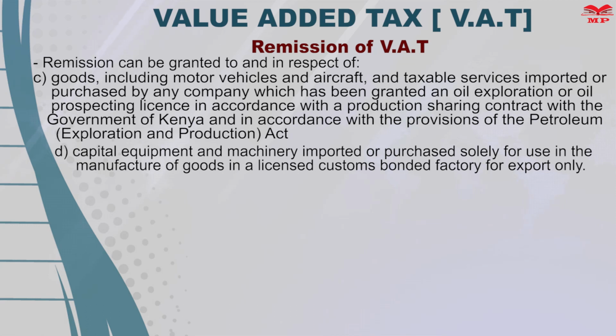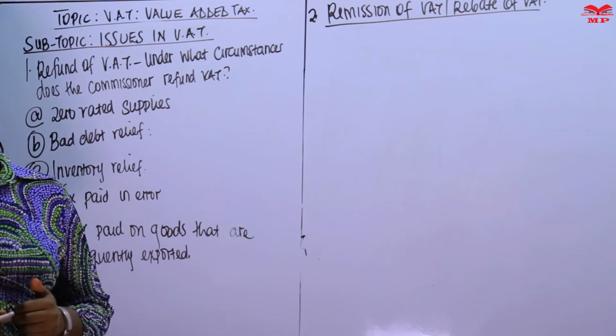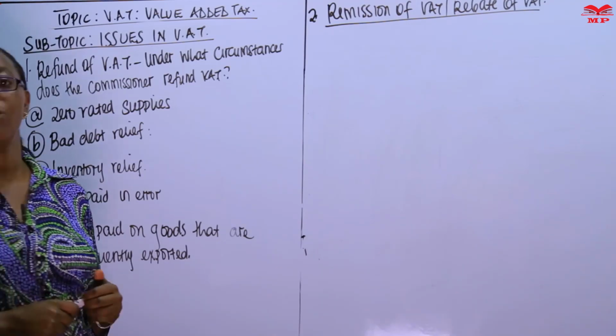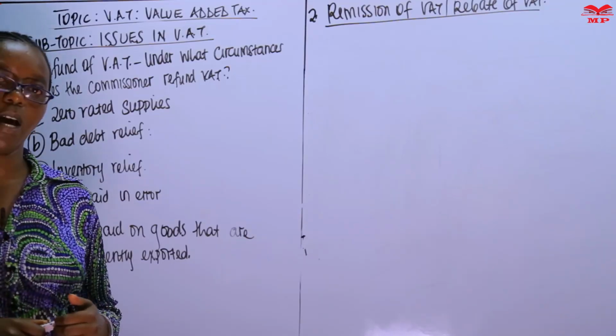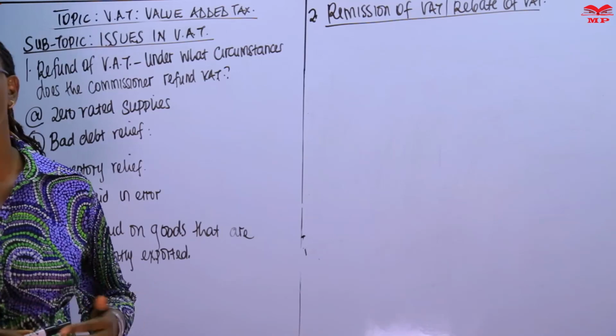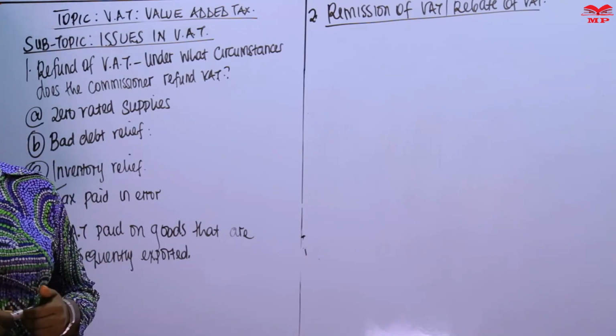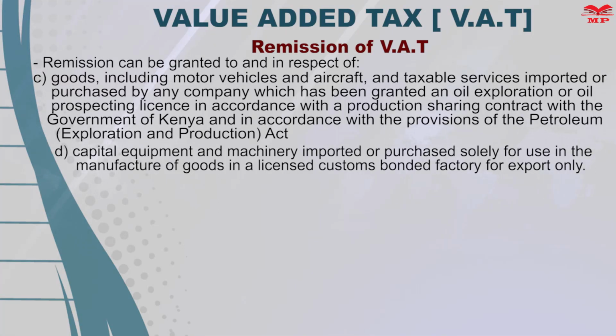Now, if you're manufacturing under bond, it means you've already entered into an official contract with the customs department that everything you produce shall be for export. So the date you breach that or you start selling locally, that bond is cancelled, and therefore you start paying taxes like every other taxable person. Then E, official aid funded projects.